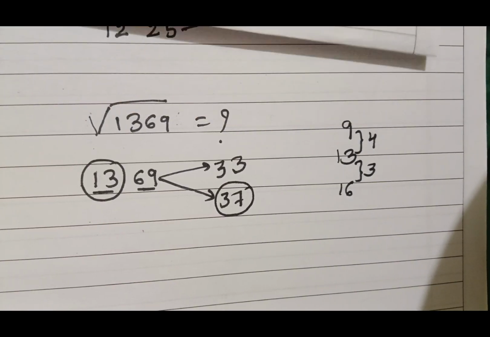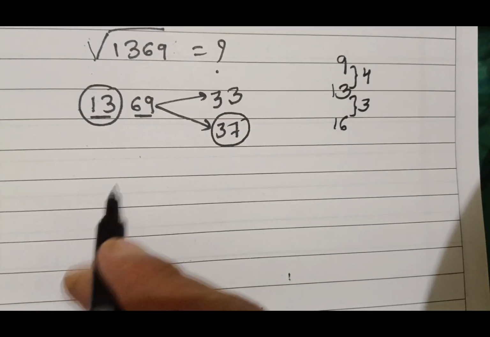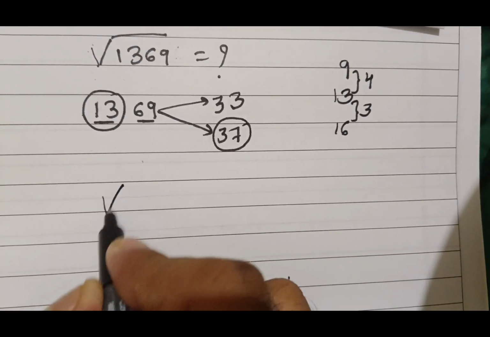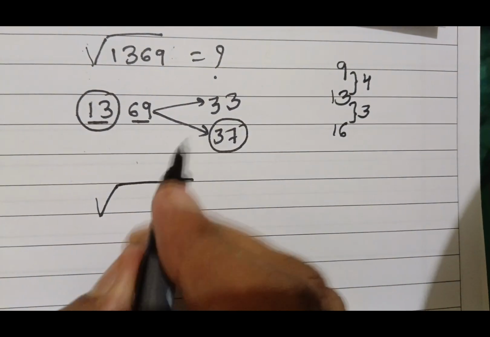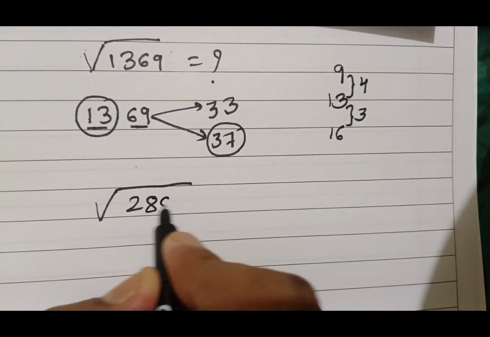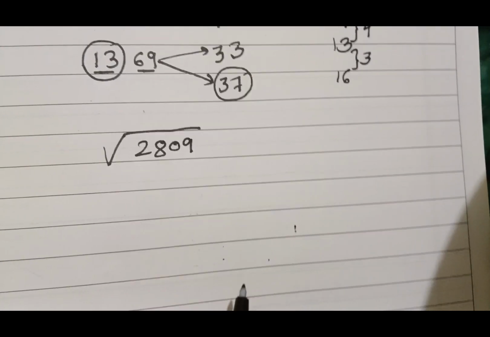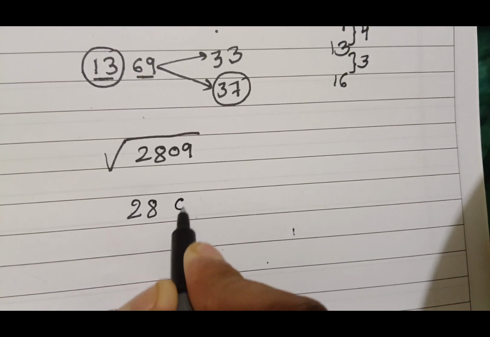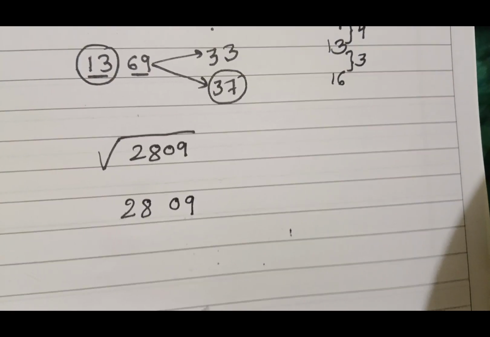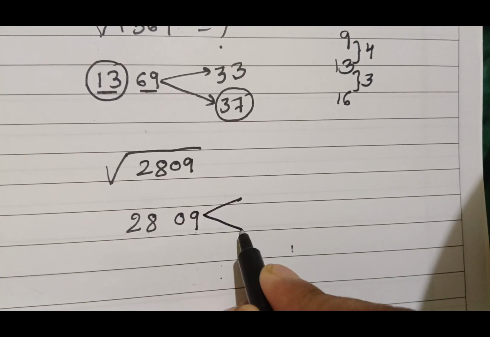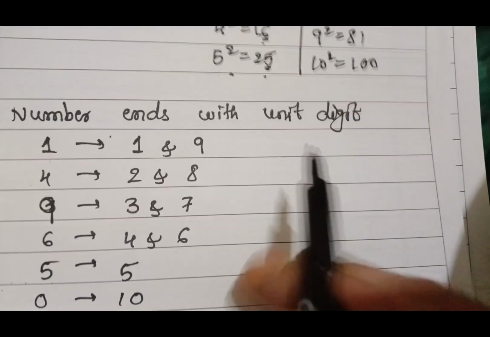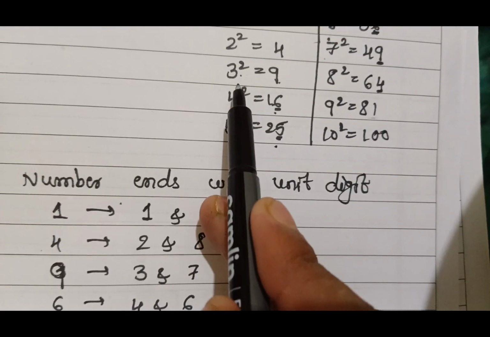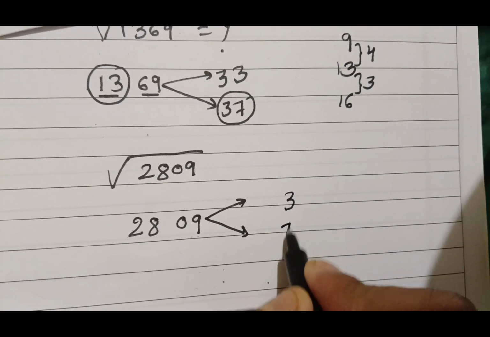I know you didn't understand. Once again, one more question we will try. This time we will take a somewhat bigger number, 2809. Listen carefully please. First of all you need to write the number as two parts separately, 28 and 09. So 9 is the unit digit of which square? 9 is the unit digit of 3 and 7. So write 3 and 7.